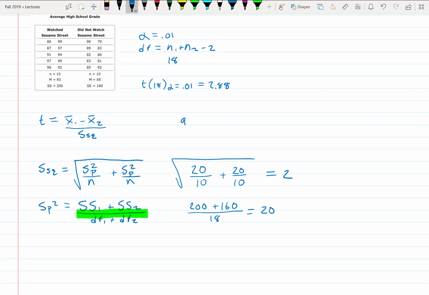Now that we have the standard error, we can go back to our t formula, and we're going to have 93, our first mean, minus 85, our second mean, divided by 2, and that's going to give us a t value of 4. 4, of course, is greater than our critical value, so for this problem, we would reject the null hypothesis. And it looks as if Sesame Street impacts high school grades.